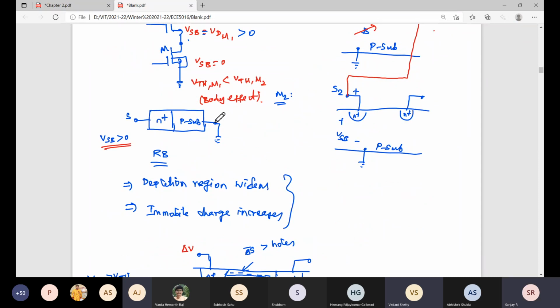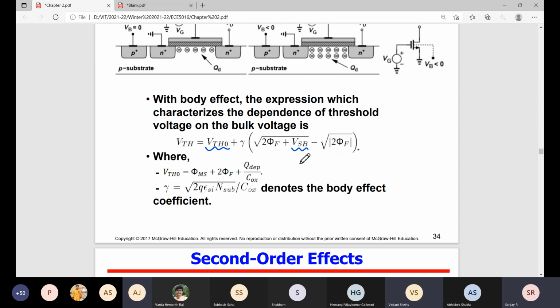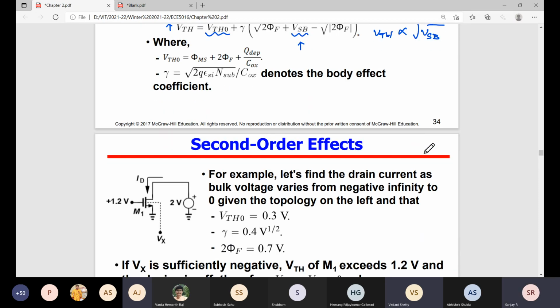So this is VSB. VSB means a reverse bias voltage. When the reverse bias voltage increases, the depletion region increases, which increases the threshold voltage. So as VSB increases, the threshold voltage increases. VTH is proportional to root VSB. Now you understand this behavior.